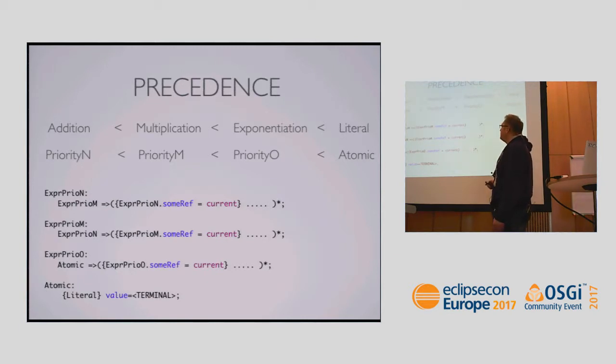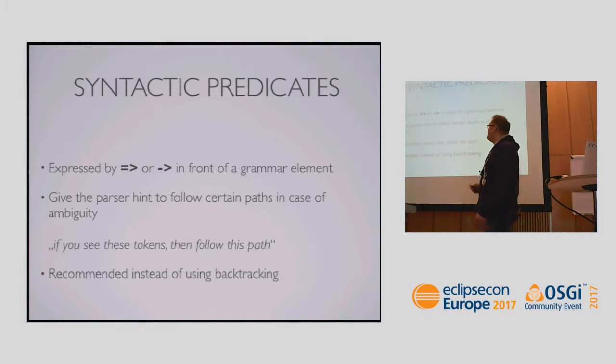And now we come to the syntactic predicates. That's this arrow sign. What does this mean? A syntactic predicate basically is a hint for the parser. It says, try to parse this pattern, and if this pattern can be parsed, then apply this rule. So it's like a look-ahead. If you see these tokens that I'm stating here in my rules, then you can follow this path.